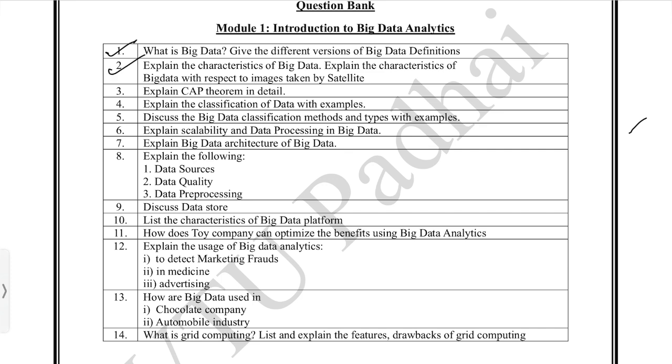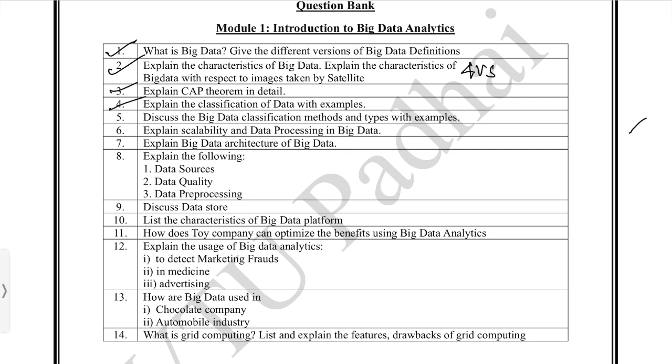Next is the characteristics of big data, and explain the characteristics of big data with respect to images of a satellite. We already know the 4 V's are present, and how will you link these 4 V's with the images taken by a satellite. Explain them with detail. Explain CAP theorem, in the sense how consistency, availability and partition tolerance are connected in a distributed system. You have to explain it with the help of a diagram already explained in the video.